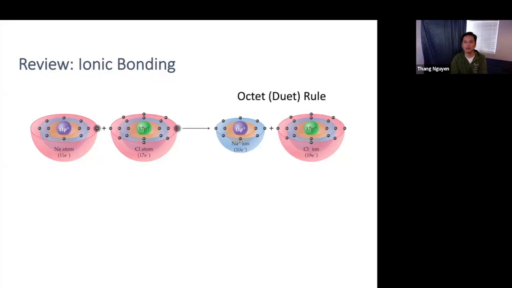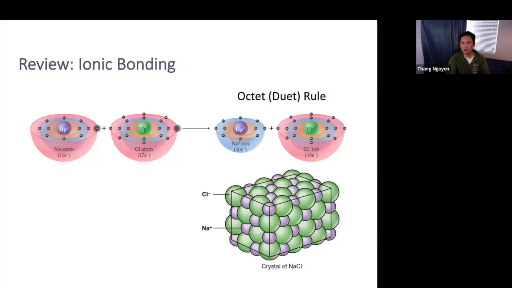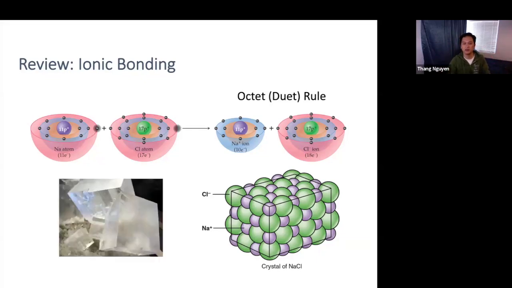And remember, the driving force of all of this is that you want to have 8 electrons around your valence shell. We call that the octet rule. If your valence shell is the first shell, you only need 2 electrons. We call that the duet rule. We also saw how when this happens, these ions will cluster together in a lattice, what we call a crystal structure. There'll be billions and billions of them all bundled together to form what we see visually on a macro scale as crystals.